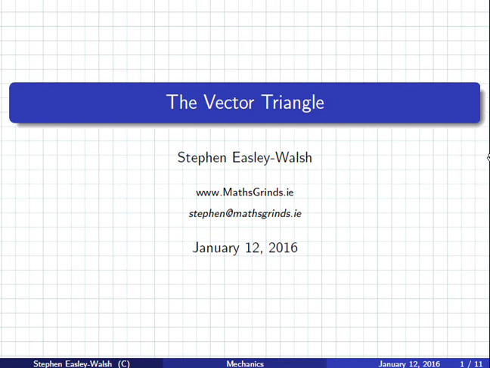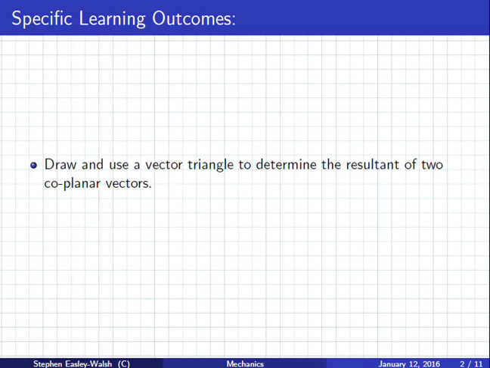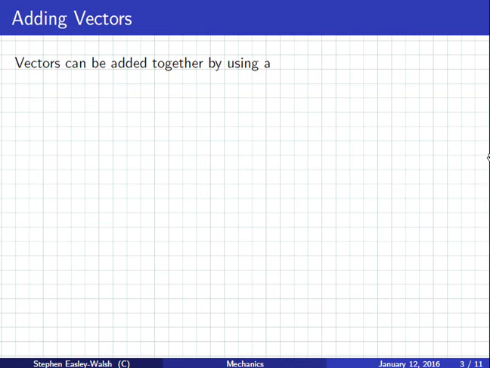Okay, vector triangle. Right, so we're going to continue talking a little bit about vectors. Now we're going to have a look at how we can add vectors together. Vectors can be added together by using what's called a vector triangle. Or at least that's one way you can add them together.